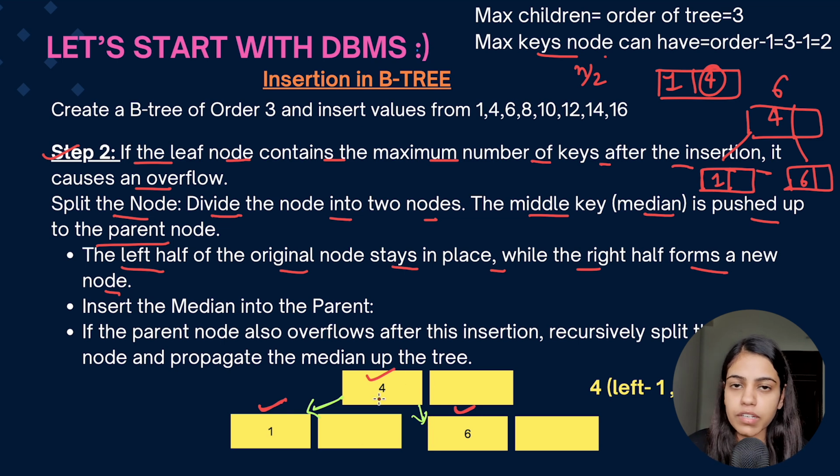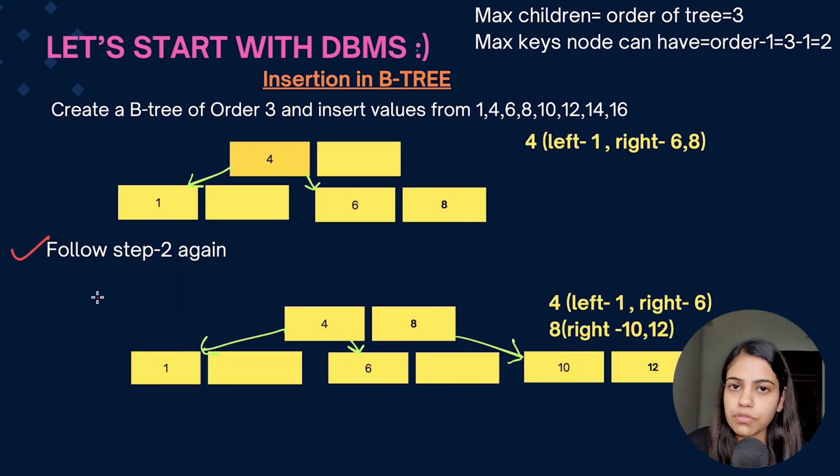Whenever an overflow happens, push the median of the node to the parent node. Now we have inserted the median into the parent node. If the parent node also overflows after this insertion, recursively split the parent node and propagate the median up the tree. But here the parent node has not overflowed. So now we have to follow step 2 again to insert other elements.